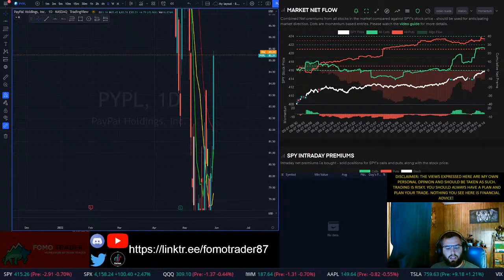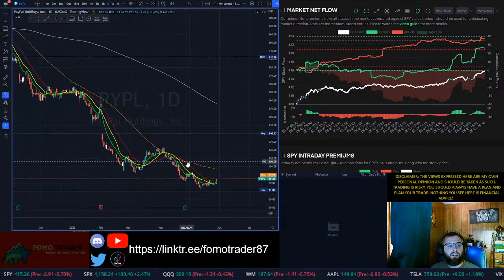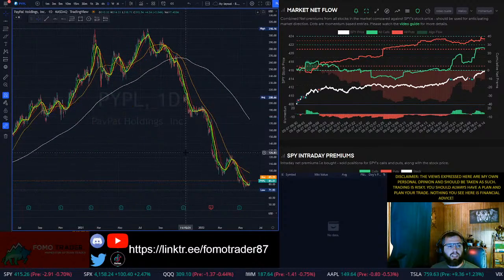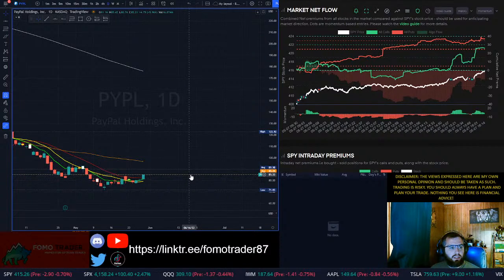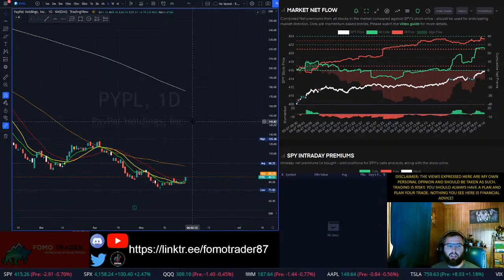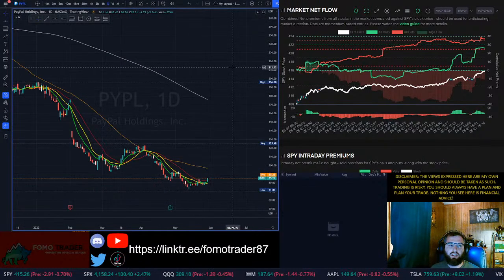So we switch to the daily on PayPal. PayPal has just been really beaten up lately. Right now, we've got some room to move to the upside here. If you notice, the 8 EMA had a bullish crossover above the 13 MA on the daily time frame. Your green line here, the 8 EMA crossed over the 13 MA, which entails a short-term bullish trend, or it could be a long-term trend identifier on the higher time frames.